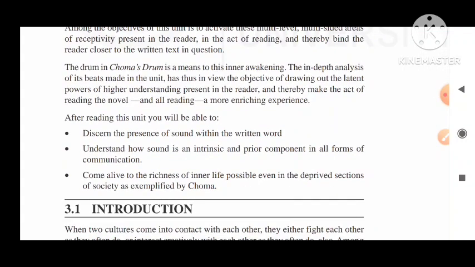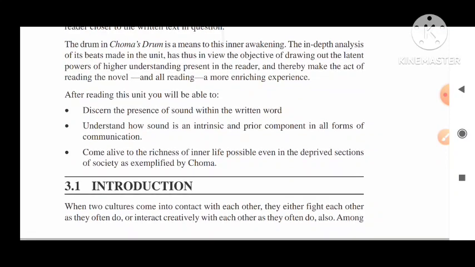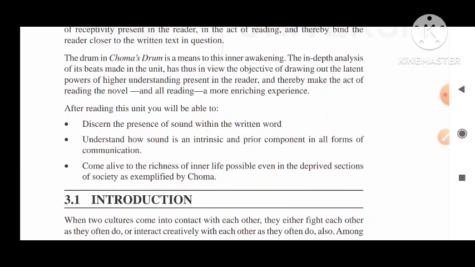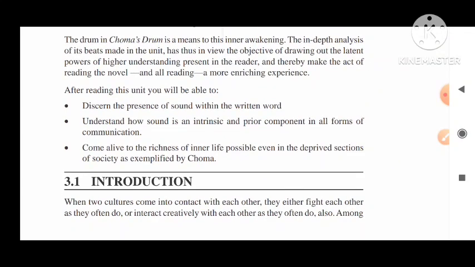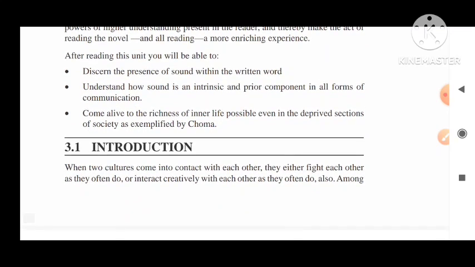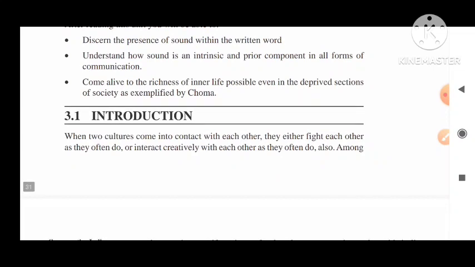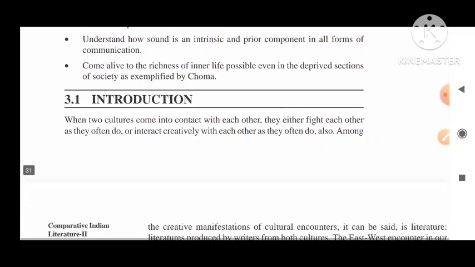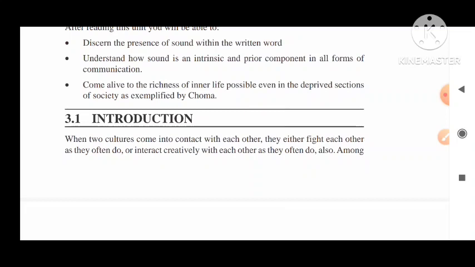The in-depth analysis of its bits made in the unit has thus in view the objective of drawing out the latent powers of higher understanding present in the reader, and thereby make the act of reading the novel and all reading a more enriching experience. After reading this unit, you will be able to discern the presence of sound within the written word, understand how sound is an interesting and prior component in all forms of communication, and come alive to the richness of inner life possible even in the deprived sections of society as exemplified by Choma.